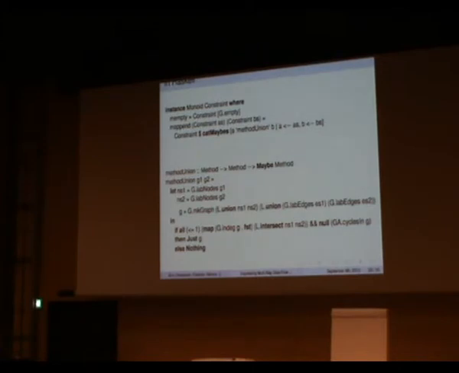Right. So taking two methods and producing a method, we're just taking the nodes, and there's no graph union operator in this library, so we just tear it apart and take the union of the nodes and the union of the edges.